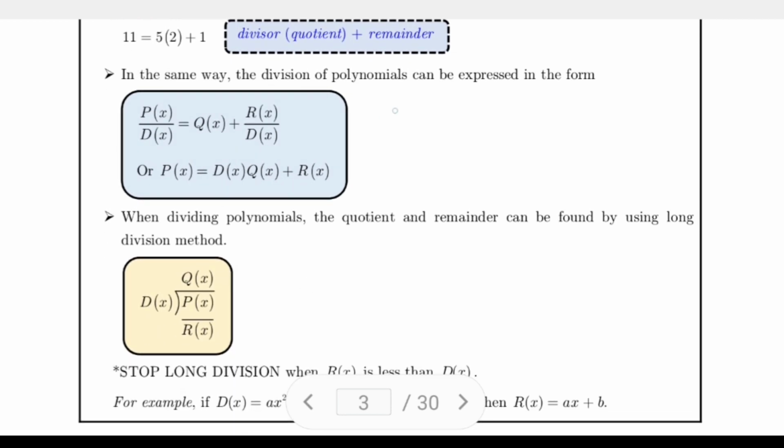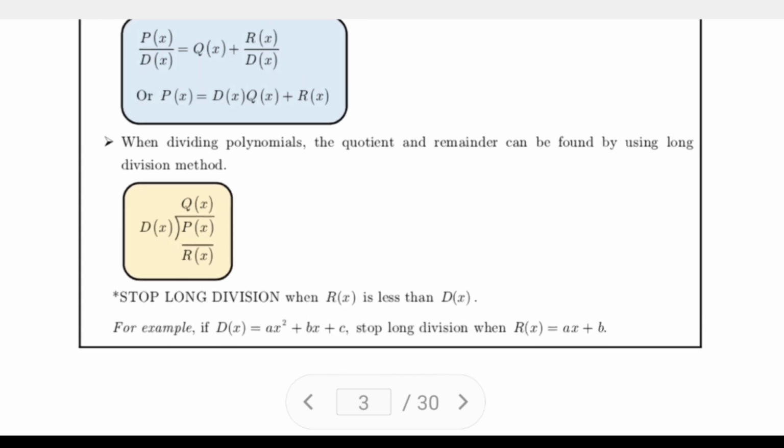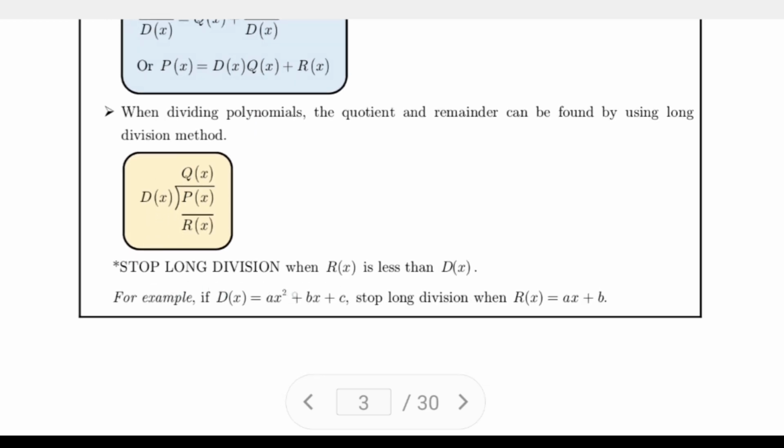So in the same way, division of polynomials can be expressed in the form of px over dx equals qx plus rx over dx, or px equals dx qx plus rx. When dividing polynomials, quotient and remainder can be found by using the long division method. We only stop our long division when our rx, the remainder, is of lower degree than dx. For example, if dx equals ax squared plus bx plus c, we stop our long division when our remainder is linear, ax plus b.